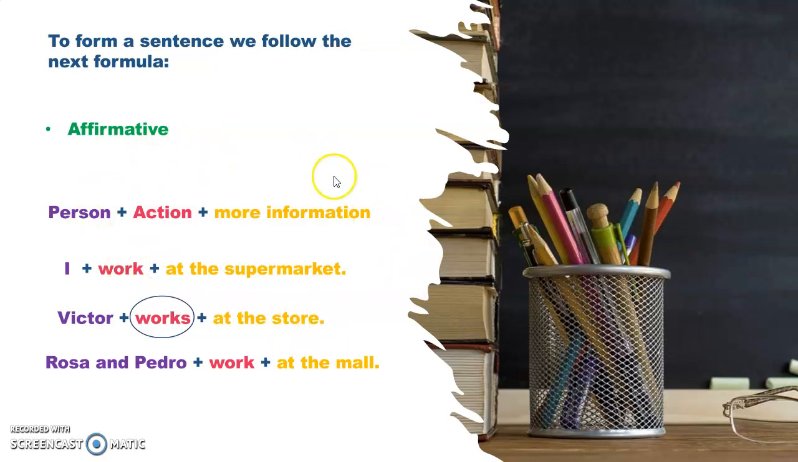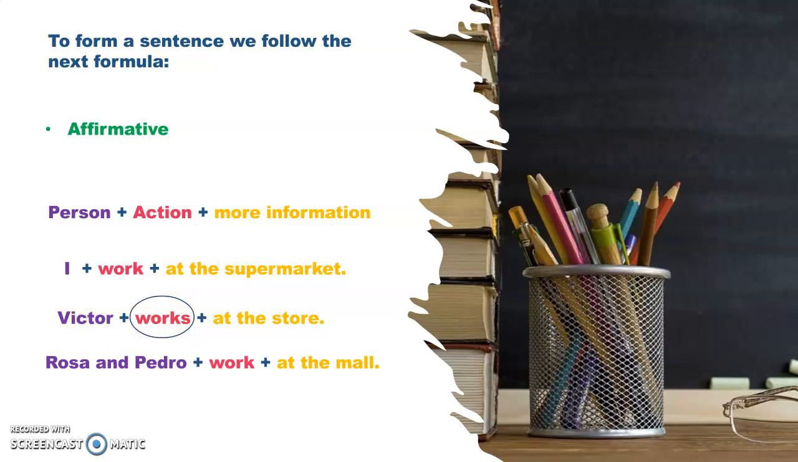How do we write the sentences in affirmative? Okay, we're going to use a little formula. We're going to write first the person, the one doing the action, then we write the action and more information. Then we have an example: I work at the supermarket. Victor works at the store. Rosa and Pedro work at the mall. Here you can see there is a circle in works because we need to add an s to the verb we're using with he.